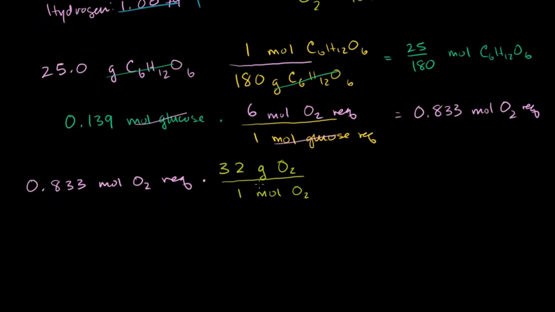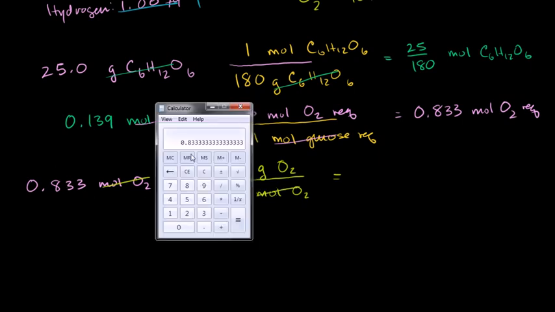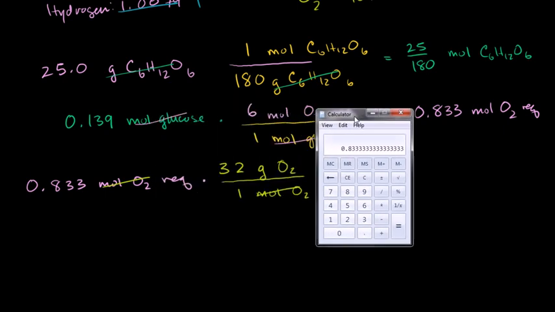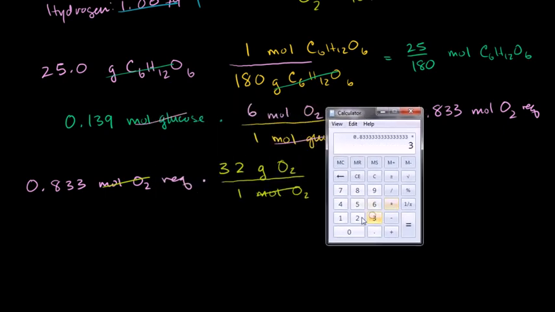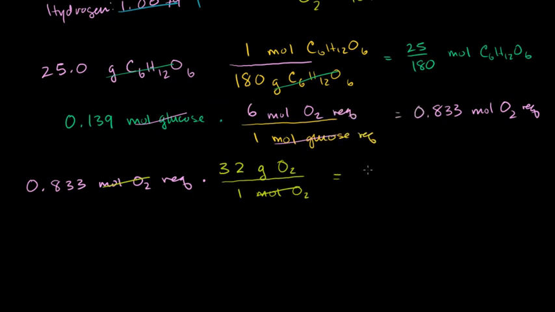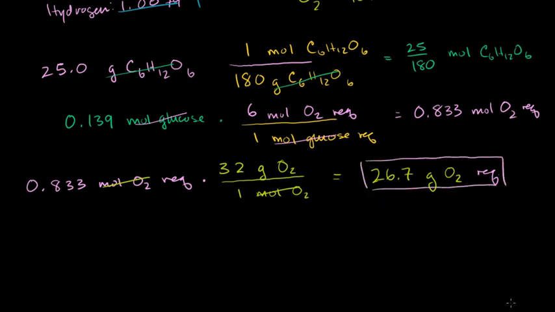32 grams per mole. And so when we perform the calculation, the moles of O2 in the numerator cancel out with the moles of O2 in the denominator. And we're just going to have 0.833 times 32 is equal to 26.7 grams of O2 required. So we finished one part of the question. We have 2 more parts left.